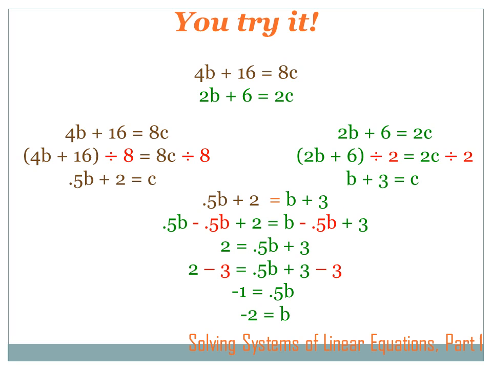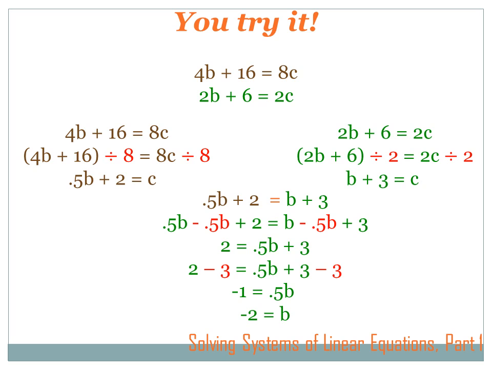First thing I've got to do is get rid of this 0.5b, because I want all my b's on one side of the equation. So I'm going to subtract 0.5b from both sides of the equation. And that's going to leave just 2 on the left side of the equation. And on the right, I've got b minus 0.5b, which is 0.5b, plus 3.